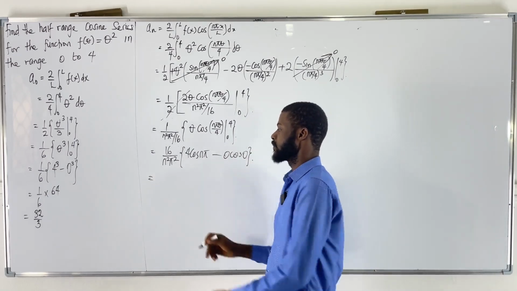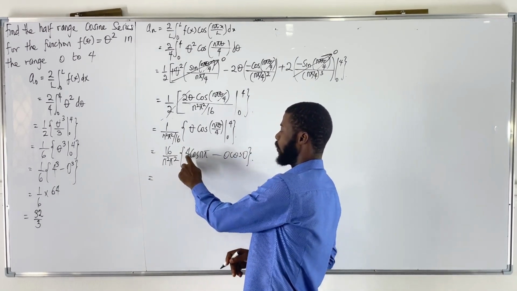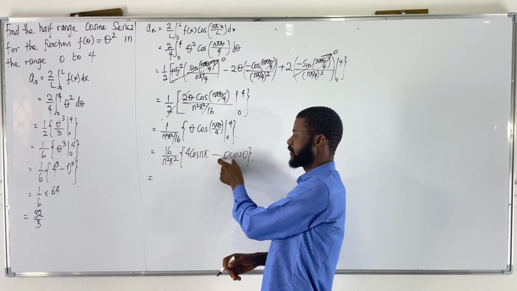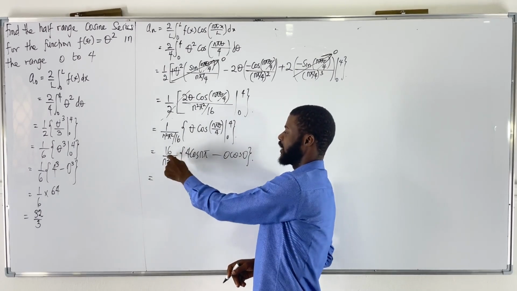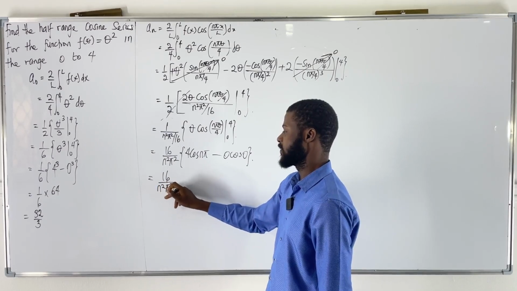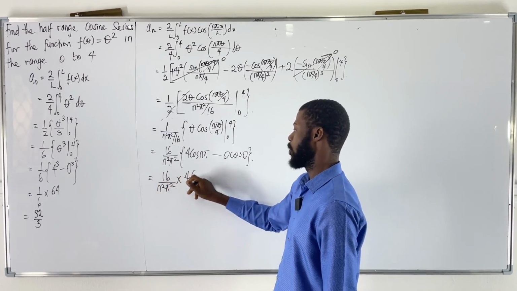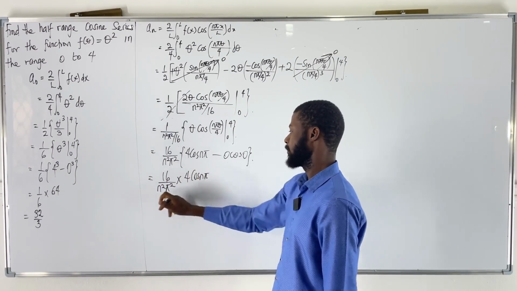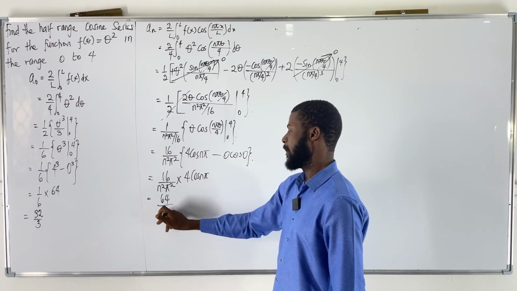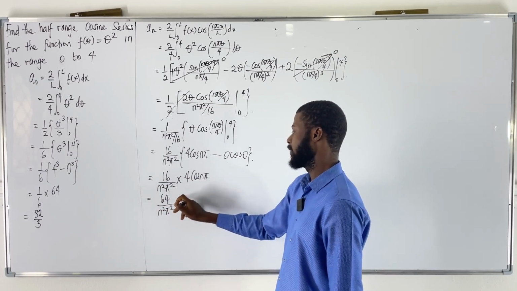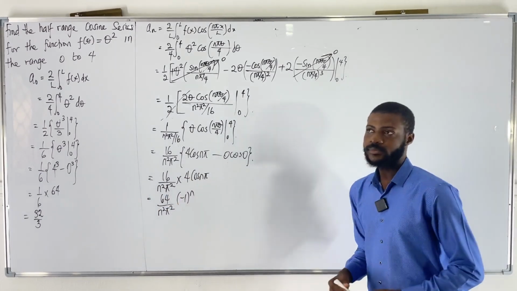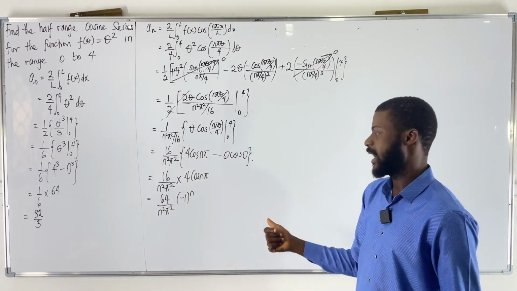All right. Now, 16 times 4. This part will give us 0, because 0 times cosine will just give us 0. So this guy is gone. So this is the only thing remaining. So this will be 16 over n squared pi squared times 4 cos n pi. Now, 16 times 4 will give us 64 divided by n squared pi squared. Now, cosine of n pi is minus 1 to the power of n. So this is what we have.